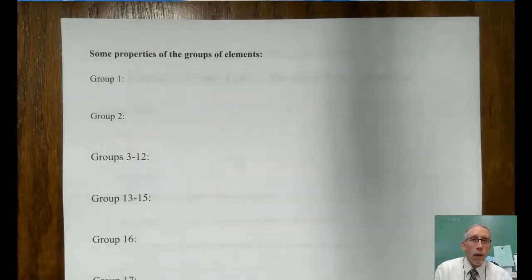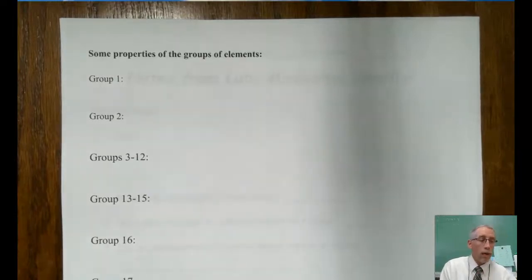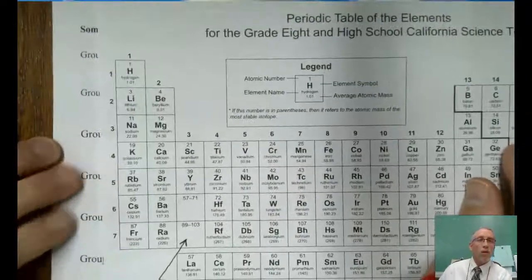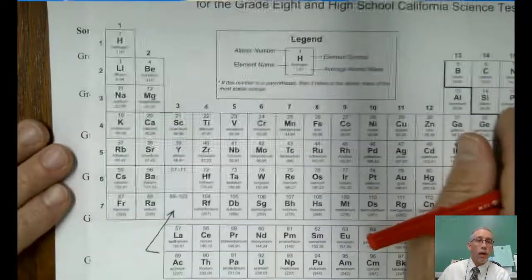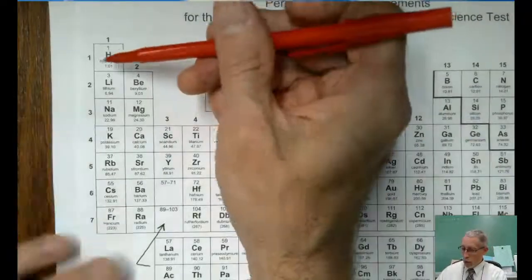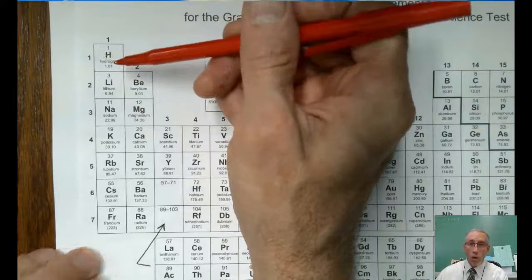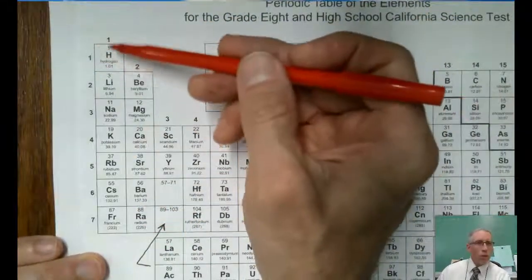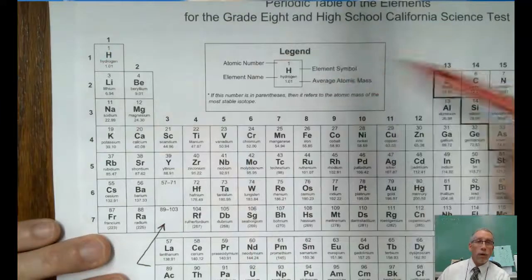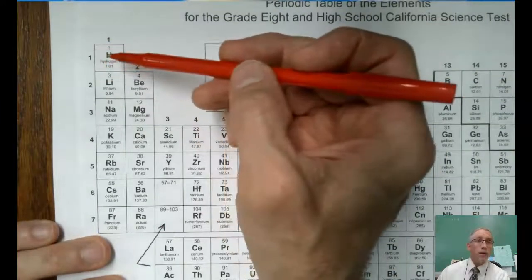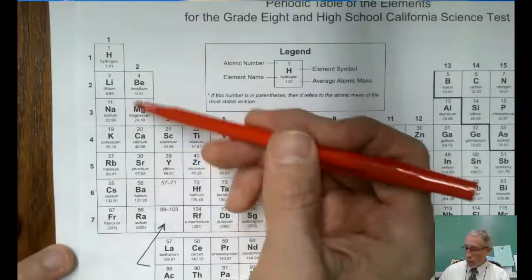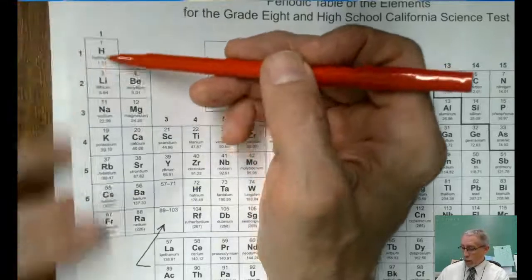Okay, so on this last page, I'm going to go through group by group. And again, when I say group, I'm talking about the vertical columns on the periodic table. I'm going to just talk about some general properties of some of the elements, okay? So we're going to start with group 1. This includes hydrogen gas. It's the only gas on the metal side. So you think, well, why would you put hydrogen here? Shouldn't it be over here with the other gases? Well, no, because it has one outer electron. It really does belong with this group. And it has some other properties that are similar.